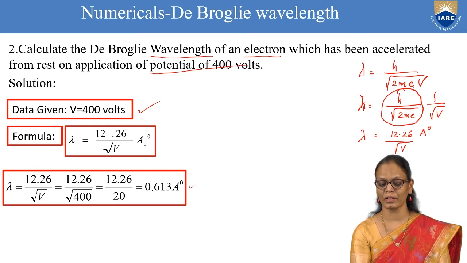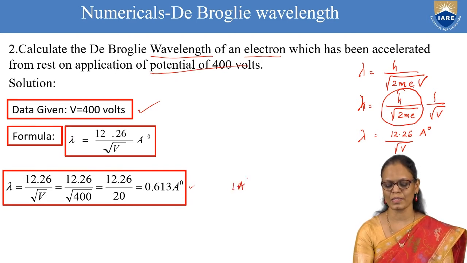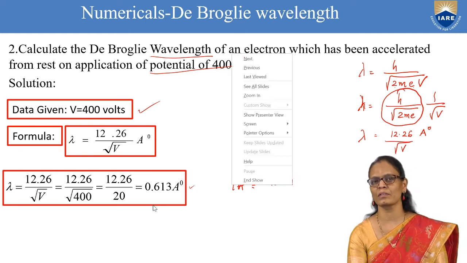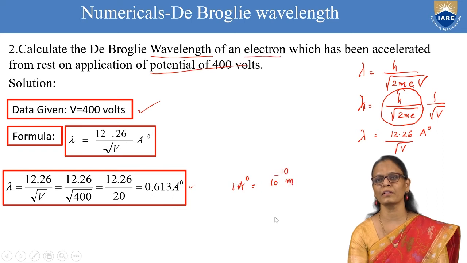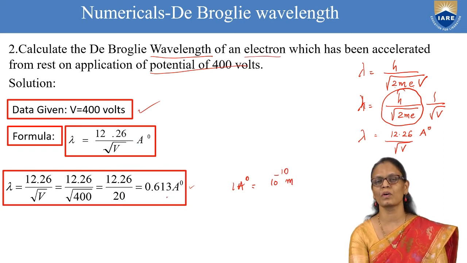Angstrom here is nothing but 1 angstrom is equal to 10 to the power of minus 10 meter. You can also express it in meter, no doubt, no problem about that. Otherwise, because you have this value in angstrom, you can also express the answer in angstrom.